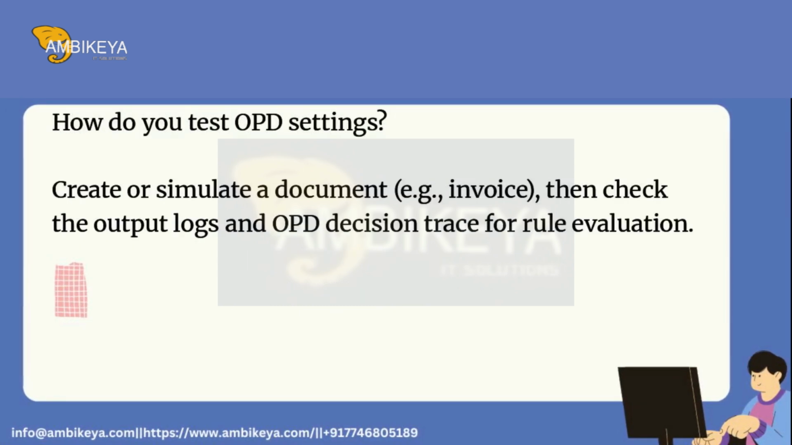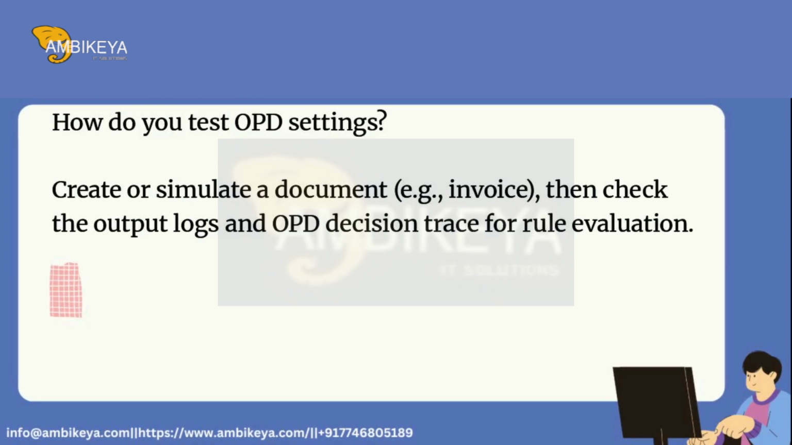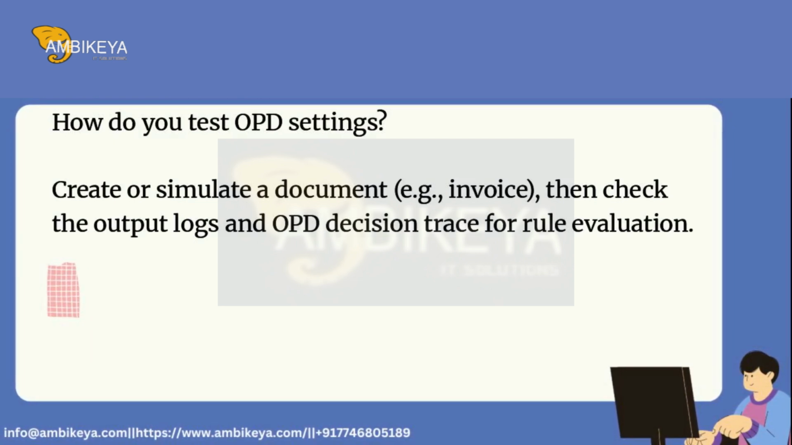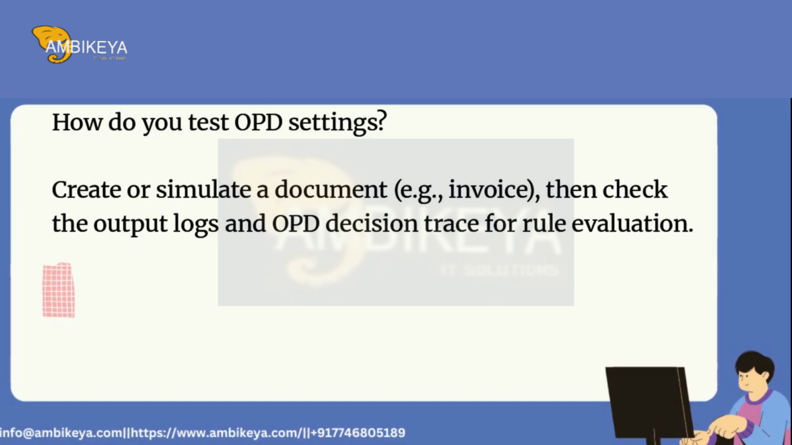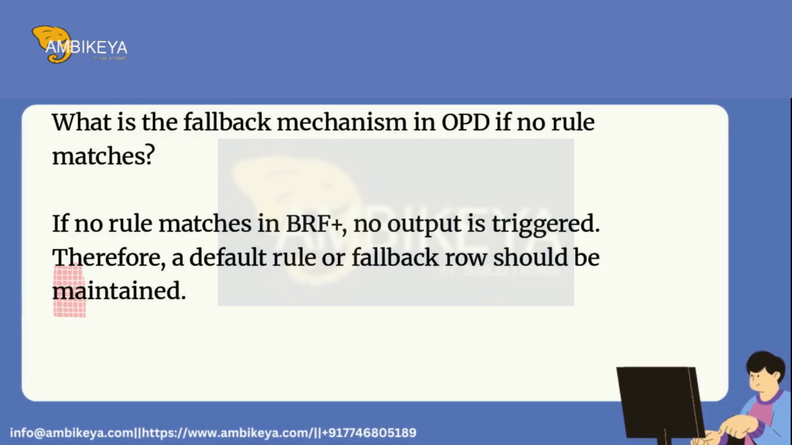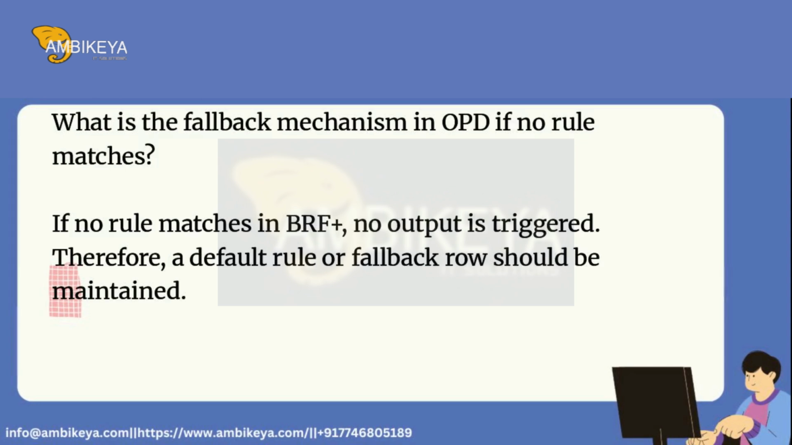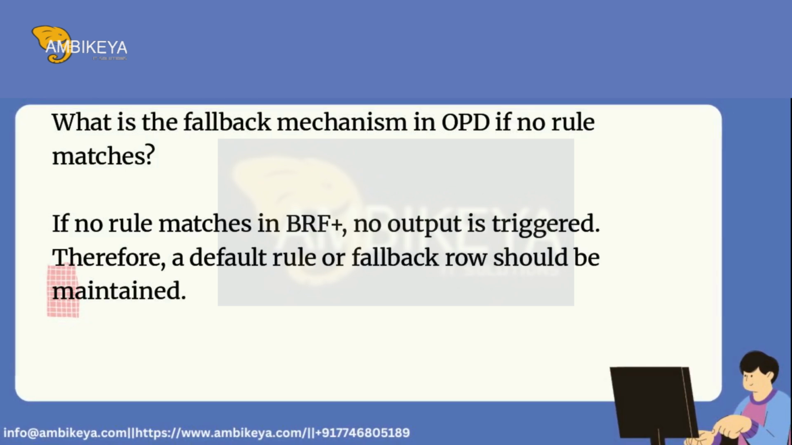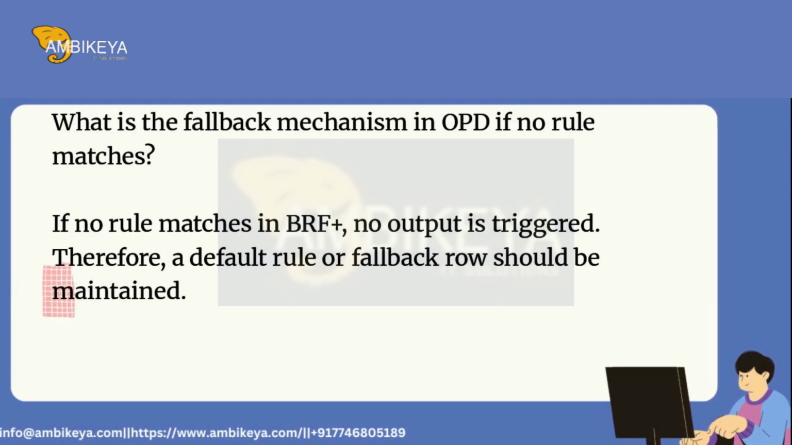How do you test OPD settings? Create or simulate a document, for example, invoice, then check the output logs and OPD decision trace for rule evaluation. What is the fallback mechanism in OPD if no rule matches? If no rule matches in BRF+, no output is triggered. Therefore, a default rule or fallback row should be maintained.